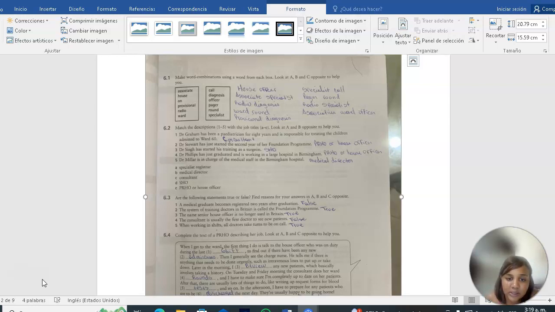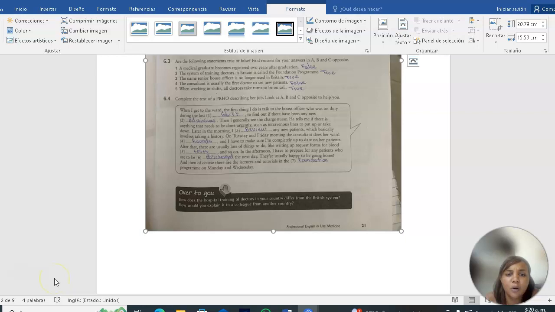Are the following statements true or false? Give reasons for your answers. A, B, and C opposite. A medical graduate becomes registered 2 years after graduation. False. The system for training doctors in training is the foundation program too. True. The name senior house officer is no longer used in Britain. True. The consultant is usually the first doctor to see new patients. False. We work in shifts, all doctors take turns to be on call. True.